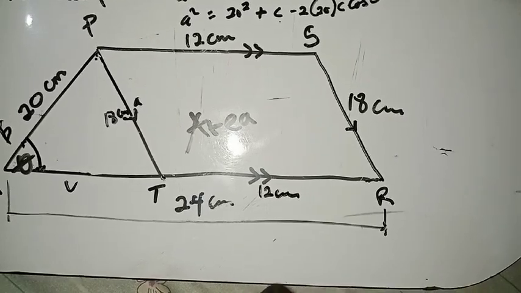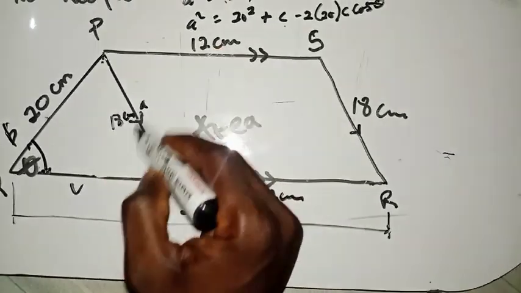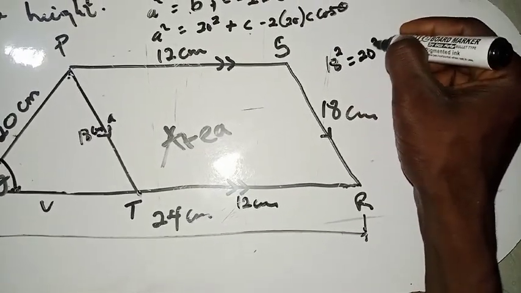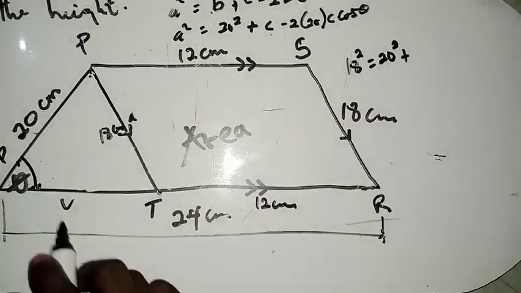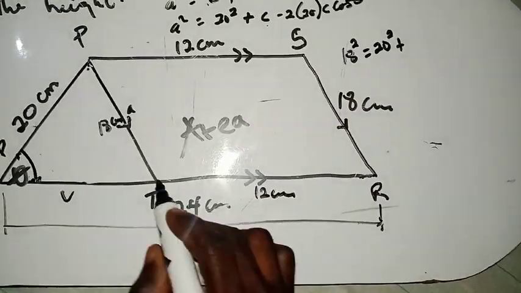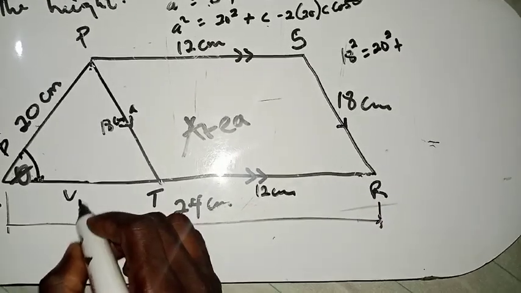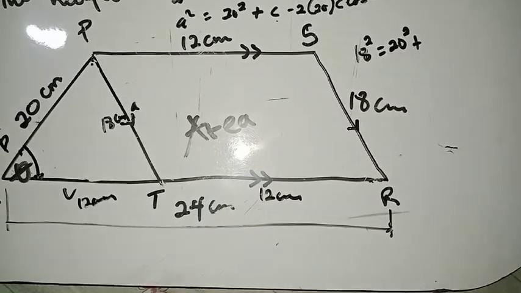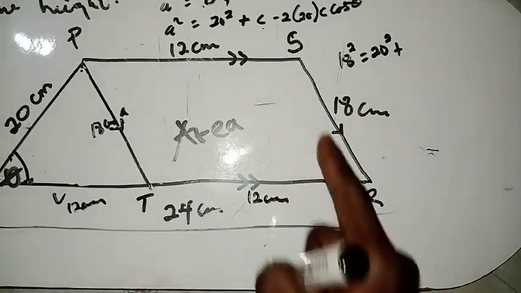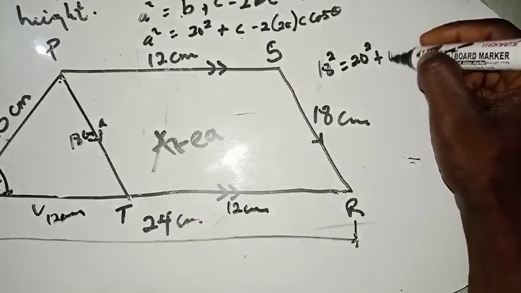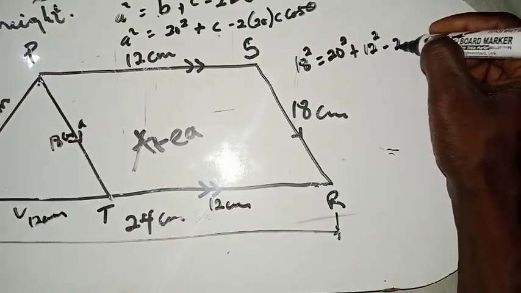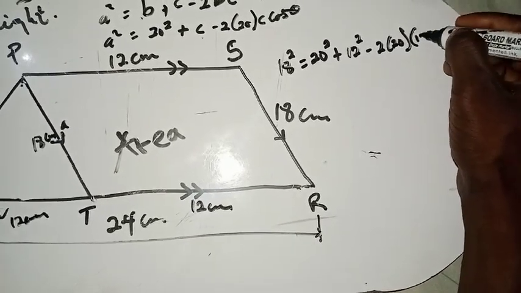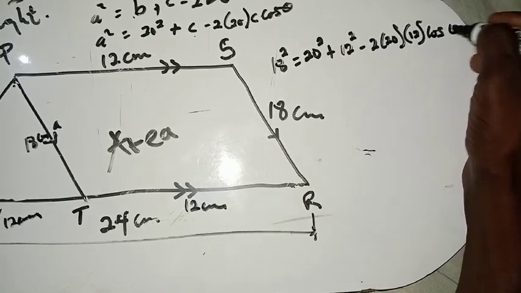Are you there? Okay, perfect. Now since we have this a here, we can replace this a here by 18. So we have 18 squared, that is equal to 20 squared plus what is the c. Now you see, if everything here is 24 and then here is 12, it means that here is also going to be 12 centimeters. Is that okay? That is why you need to pay very close attention to certain things when you are solving problems like this. So here you have 12 squared minus 2 times the 20, and then multiply by the c, which is 12, and then cos of theta.